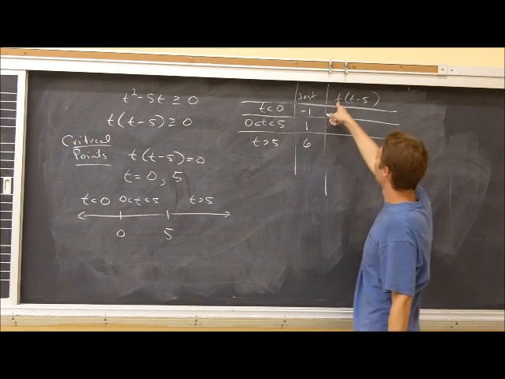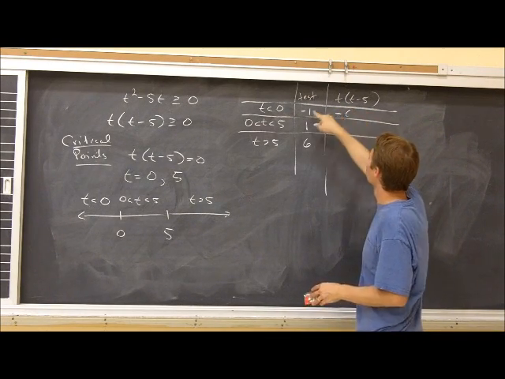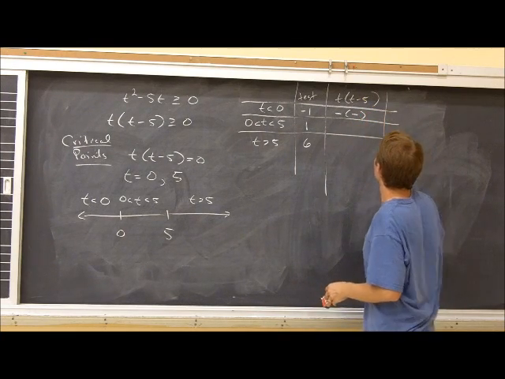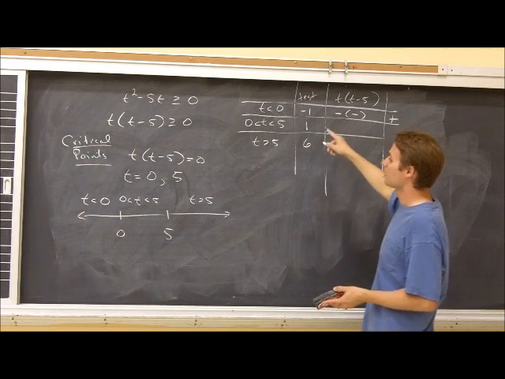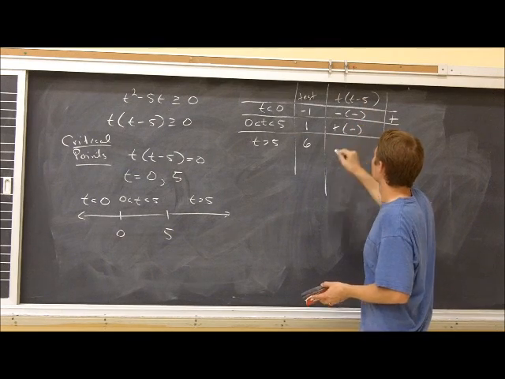So -1, plugging that in for t, that's negative, right? And then -1 minus 5 is -6, so it's a negative number. So a negative times a negative is positive. Plugging in 1, I'll get a positive here, and then 1 minus 5 is negative.